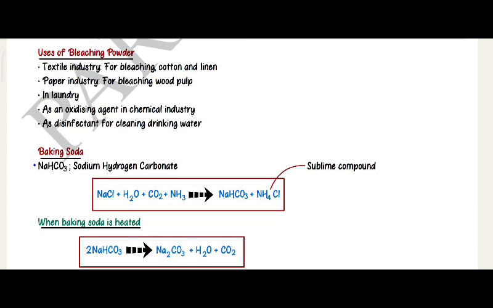Uses of bleaching powder: textile industry for bleaching cotton and linen, paper industry for bleaching wood pulp, in laundry as an oxidizing agent, in the chemical industry, and as a disinfectant for cleaning drinking water.